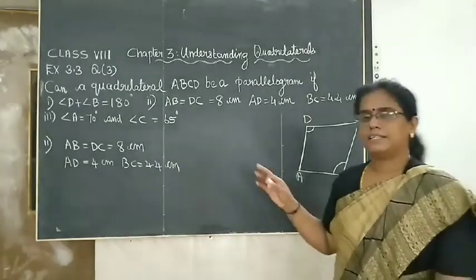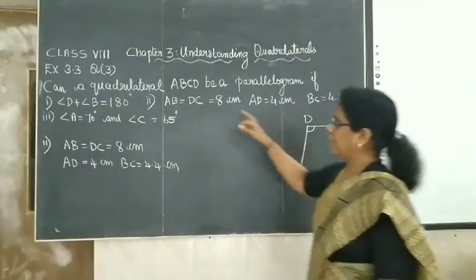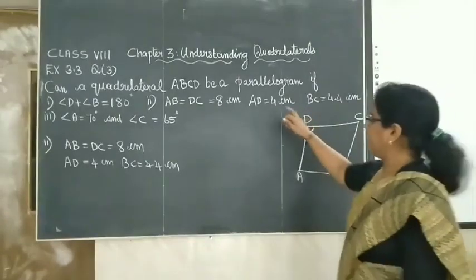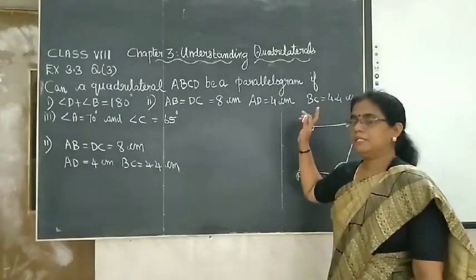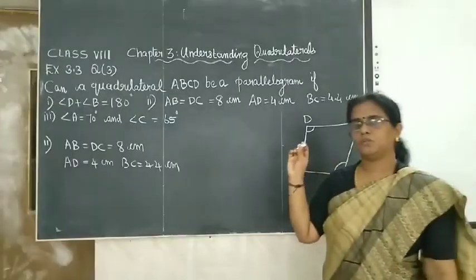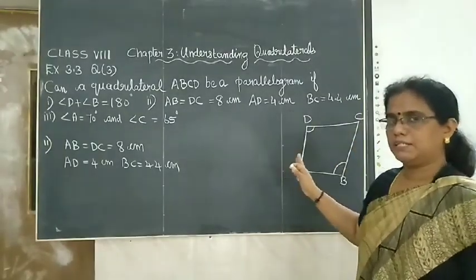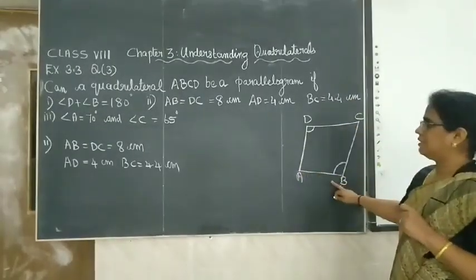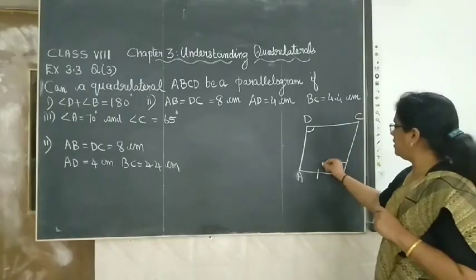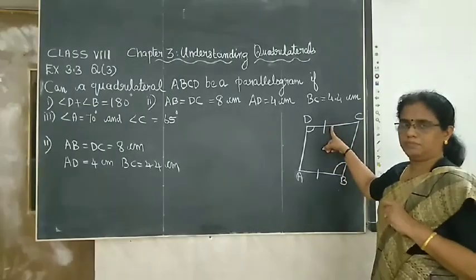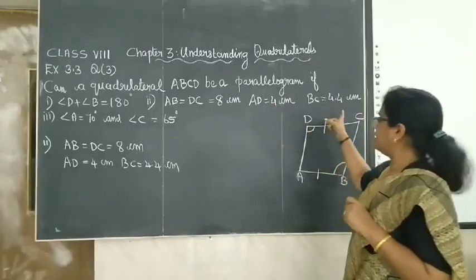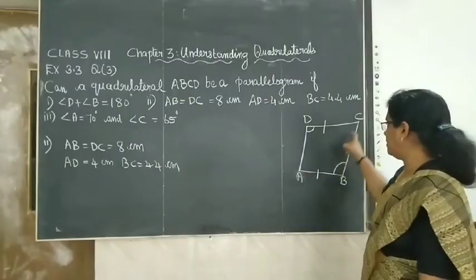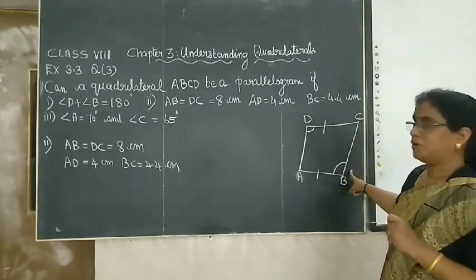Now we can discuss the second part of the question, that is AB equals DC, that is equal to 8 cm, and AD equals 4 cm, BC equals 4.4 cm. These are the given measurements, that is, the lengths of the sides are given. And here AB means this side. Here it is given AB equals DC. These two sides are equal. Now AD is 4 cm, and BC, this side is 4 cm and this side is given 4.4.